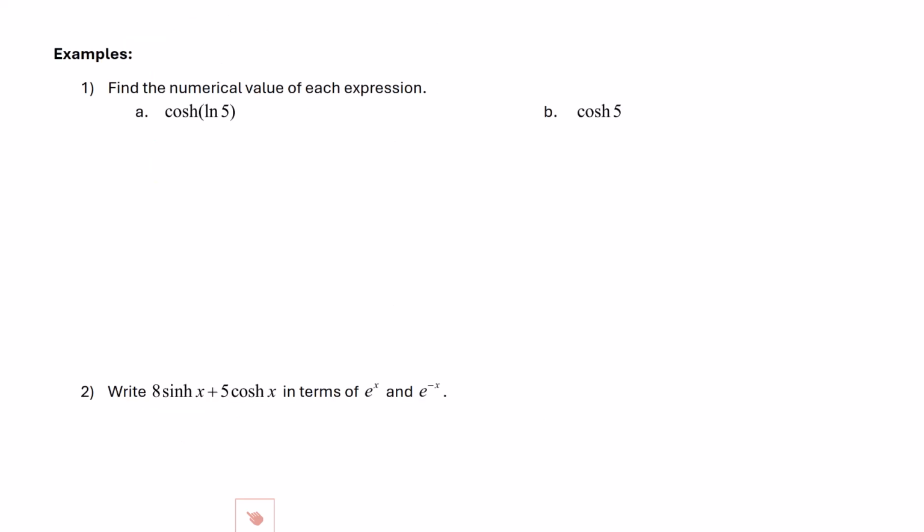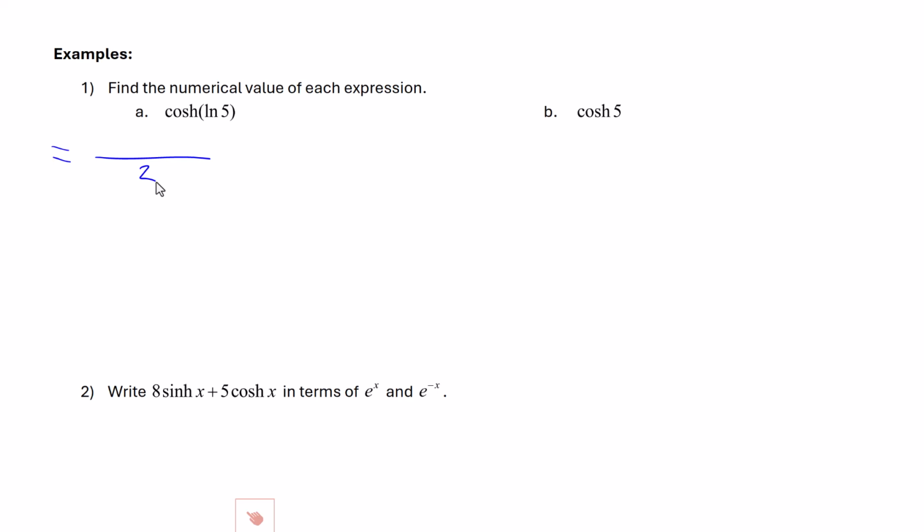Our first set says find the numerical value of each expression, and our first expression given is cosh, cosine hyperbolic, of natural log of 5 as our input. Now, if you glance back up at the definition for cosh, you'll notice that it's defined as a fraction whose numerator is e to the x plus e to the negative x, and then it's all over 2. So let's simply plug this in where we know our denominator is 2.